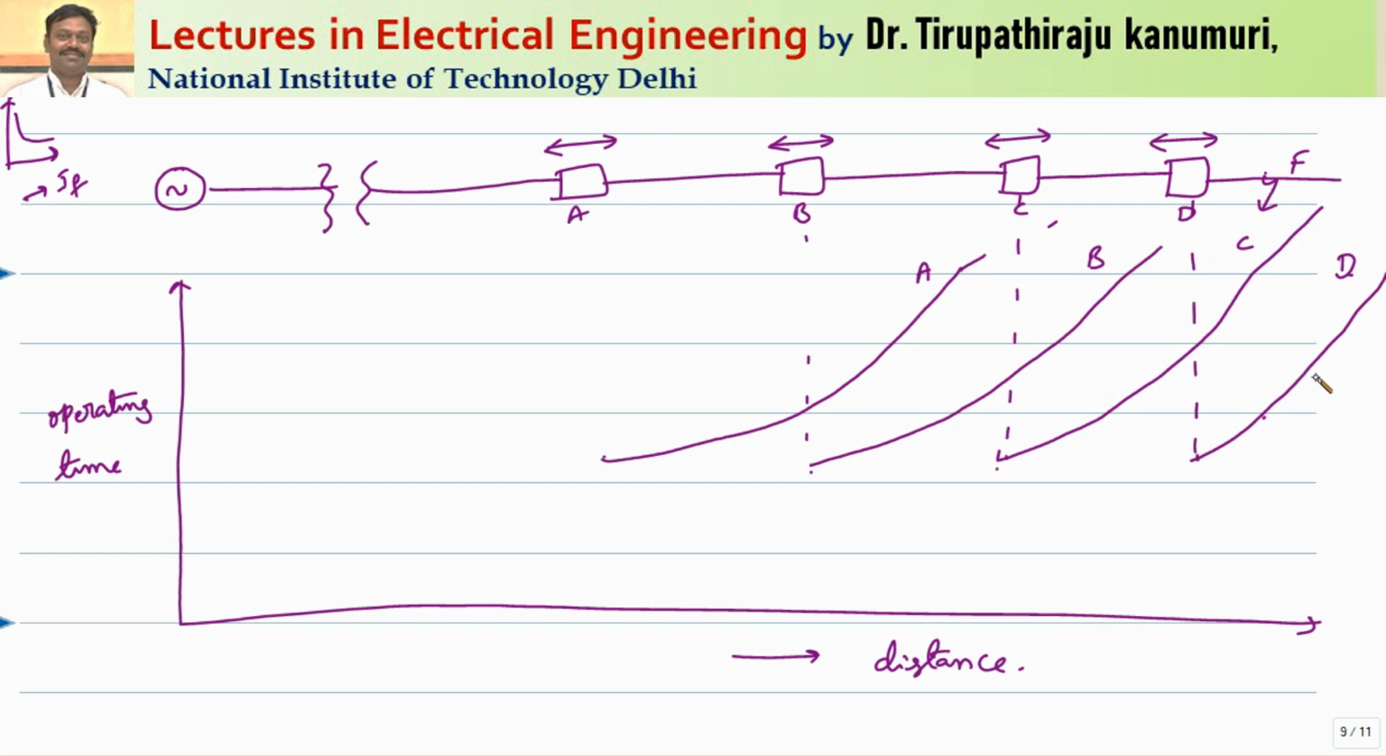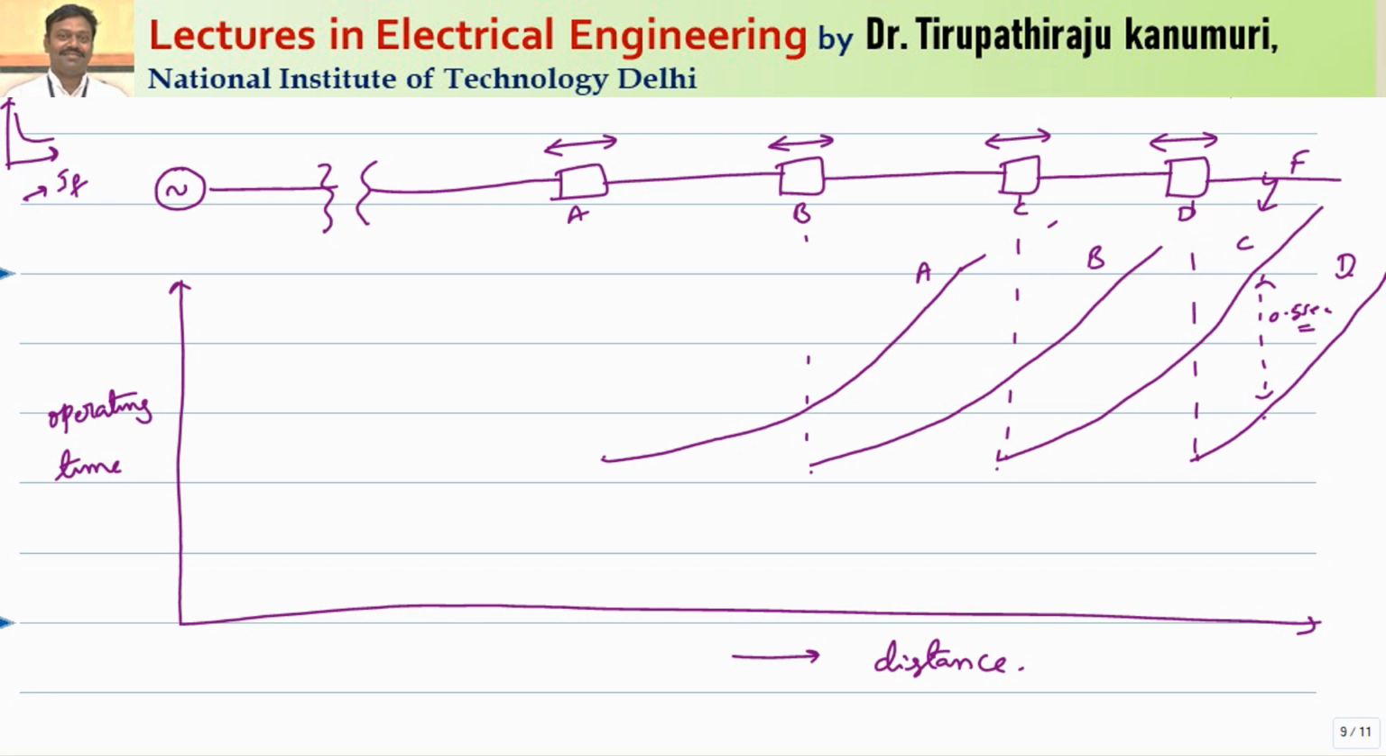So that's why we can tell that relay number D will operate first, and if relay number D fails for some reason, we keep it in such a way that the time gap between two adjacent relays, that means the vertical gap between these two, is adjusted to a minimum of 0.5 seconds delay. Similarly, between C and B also 0.5 seconds is maintained.